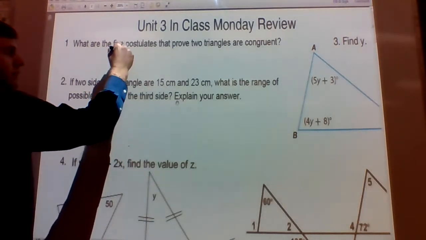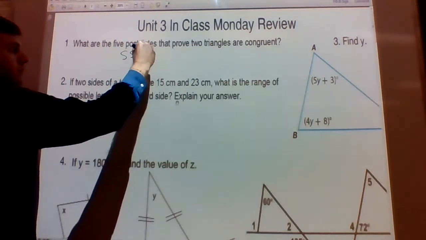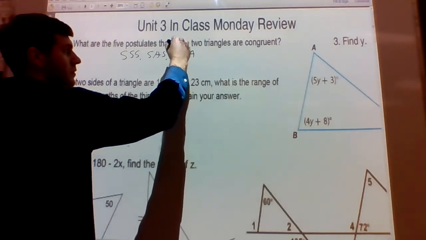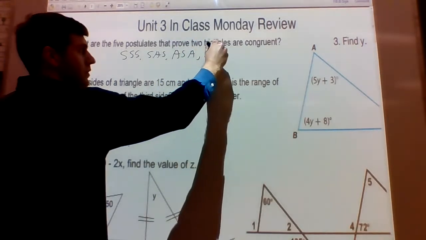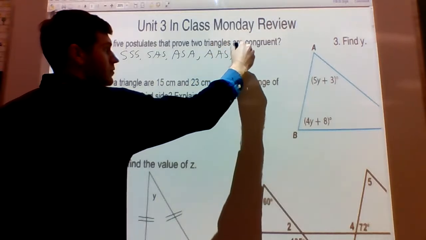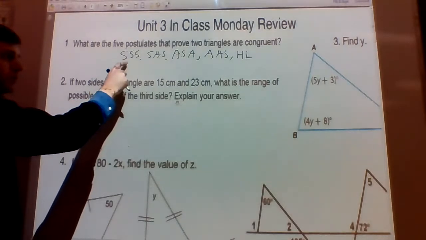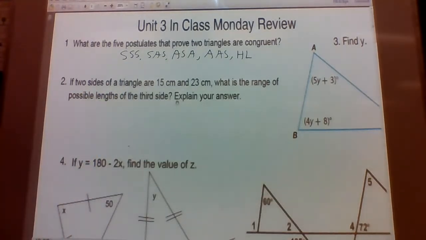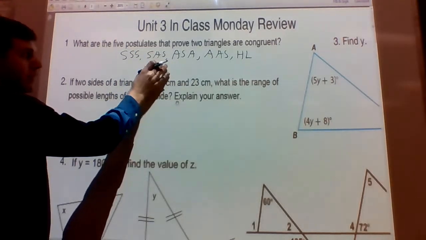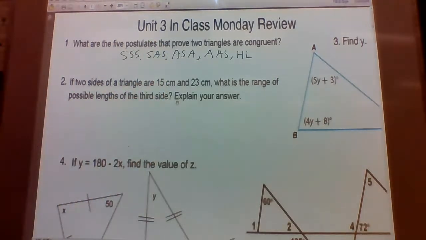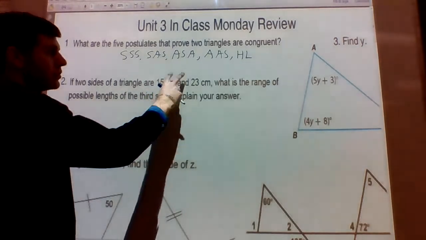Those postulates are side, side, side; side, angle, side; angle, side, angle; angle, angle, side; and hypotenuse leg. Okay, so if we have 3 pairs of corresponding sides that are congruent, then we know the triangles are congruent. If we have 2 sides and the included angle, so the angle in between them, then we have side, angle, side. If we have angle, side, angle, so that's 2 angles.